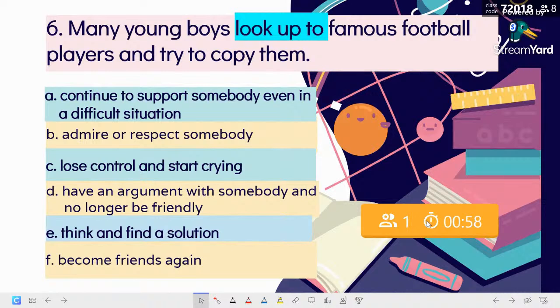All right, many young boys look up to famous football players and try to copy them. Look up to. Okay, look up to. Which one do you think is the meaning of look up to? Okay, normally the vowel we will join it together. Then we'll say look up. Instead of look up, we say look up to. Okay, one more.